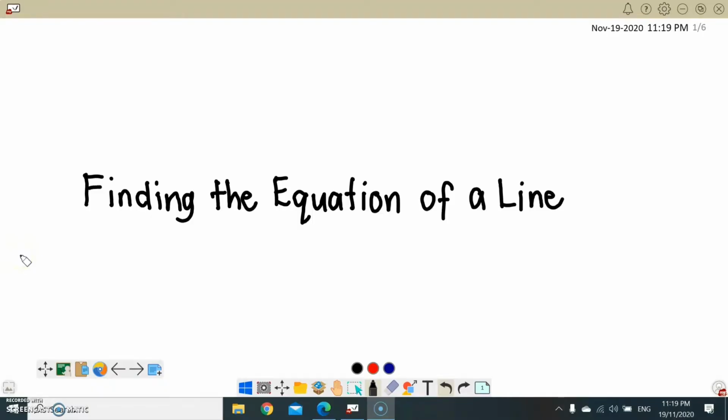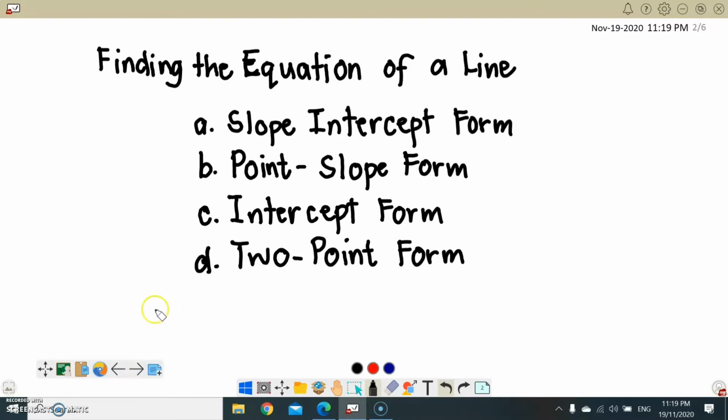Good day everyone. Our lesson for today is all about finding the equation of a line. In finding the equation of a line, we can use the slope-intercept form if the given is the slope and the y-intercept. You can also find the equation of the line using the point-slope form if the given is a point and the slope. You can also find the equation of a line using the intercept form if the given are the x and y intercept. So if 2 points are given, we can find the equation of the line using the 2-point form.